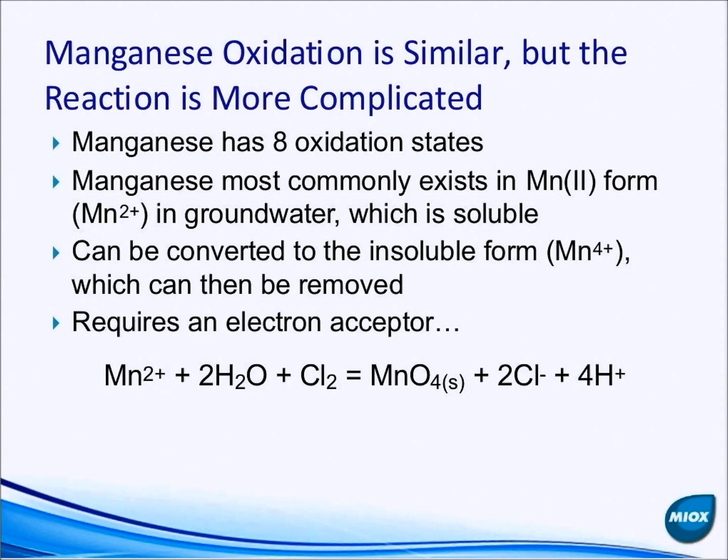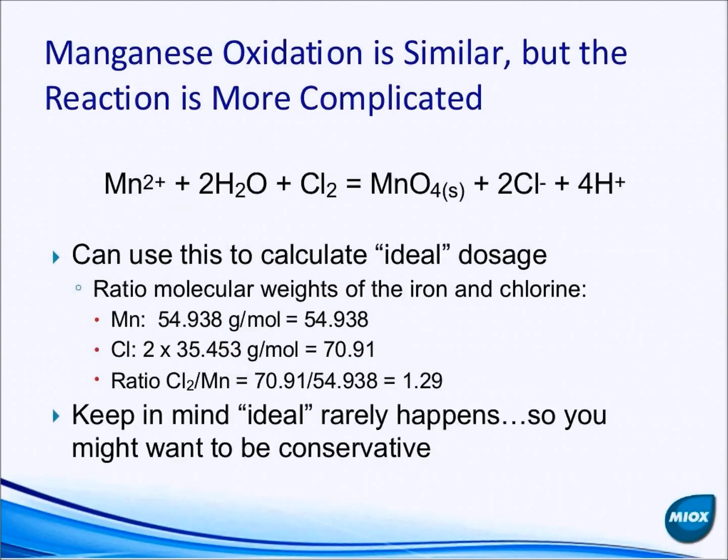Now, it can be converted into the insoluble form again, which can be removed. And once again, you see a very similar chemical reaction down below. So manganese plus water plus chlorine gives you the soluble form of your manganese plus chloride plus hydrogen. And again, we can use this to calculate relative dosages.